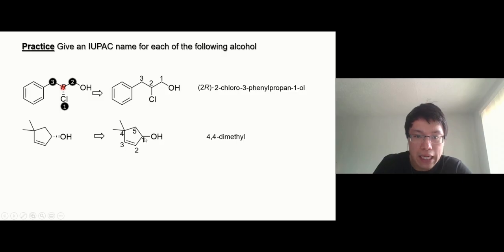The parent chain is a cyclopent, so 5 carbons. So cyclopent, and it's ene, cyclopentene. Ene at position 2, so 2-ene, and then 1-ol. So we can do 1-ol or just ol there. All right, 4,4-dimethylcyclopent-2-enol.